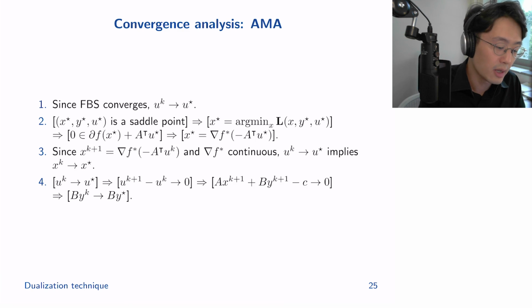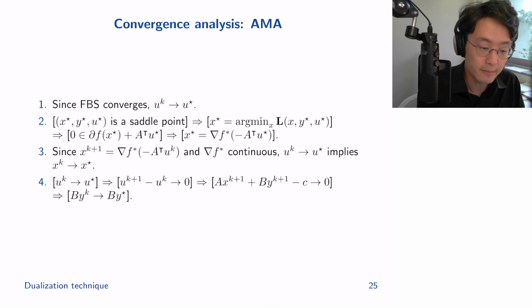Next, in our final step, our uk iterates converge to u star. So that means that the difference between the subsequent u iterates, that converges to u star, converges to 0. But this difference is equal to this difference. But since Axk plus 1 converges to Ax star, and here we have c, so Byk plus 1 needs to converge to By star, so that in the limit, the linear equality constraint is satisfied. So this gives us the convergence result for the yk iterates.